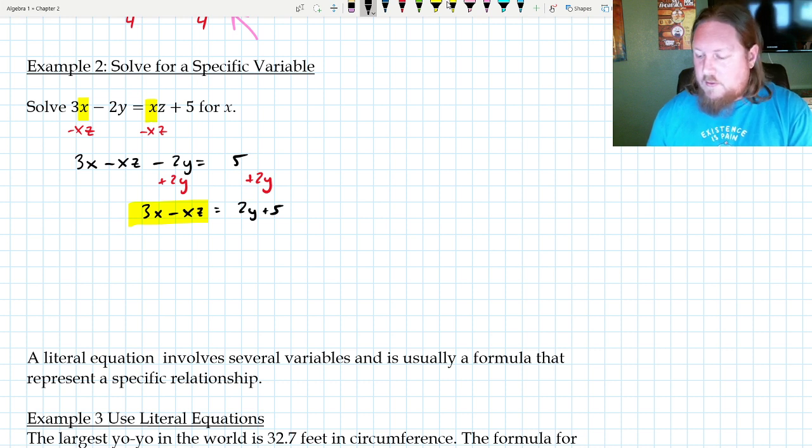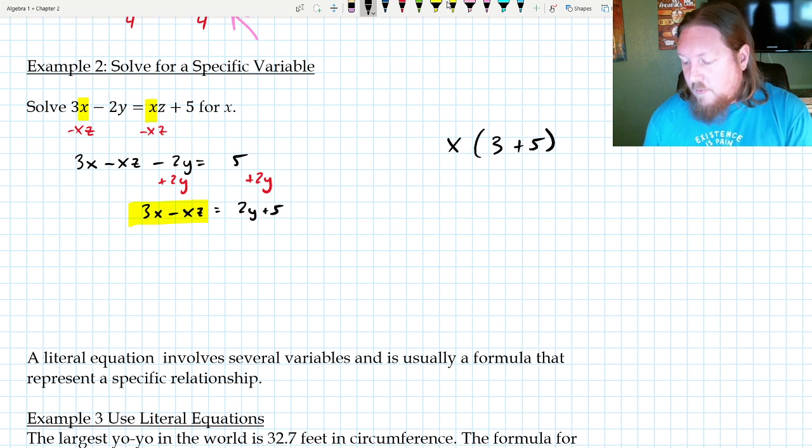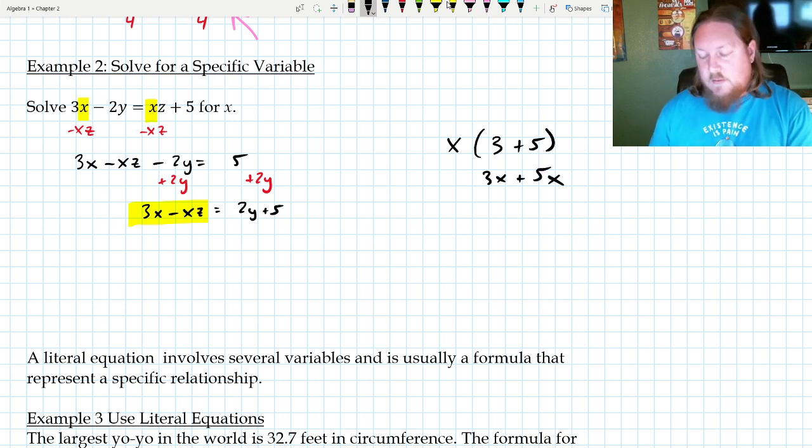Here's the way it works. Let's look at a number example. If I had x times 3 plus 5, and I were to use the distributive property, I would just multiply x times 3 and 5 times x, right? That's what I would do. Just multiply each of the parts by it.